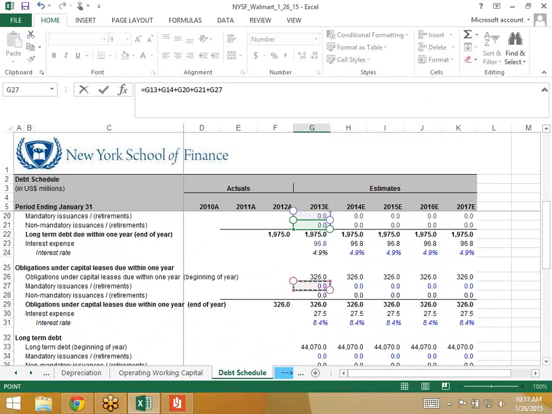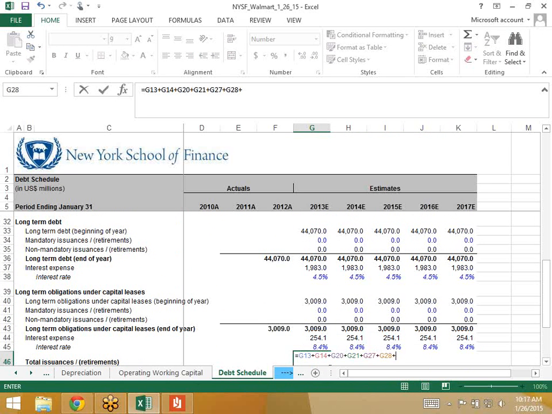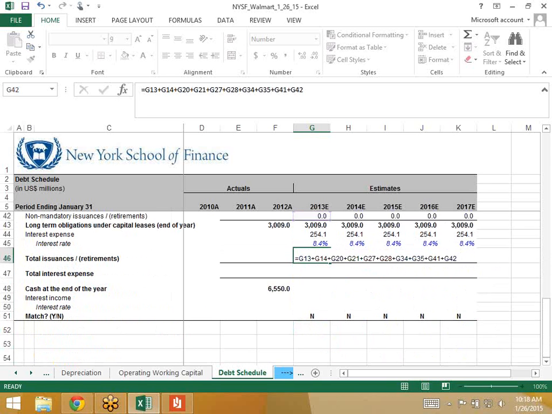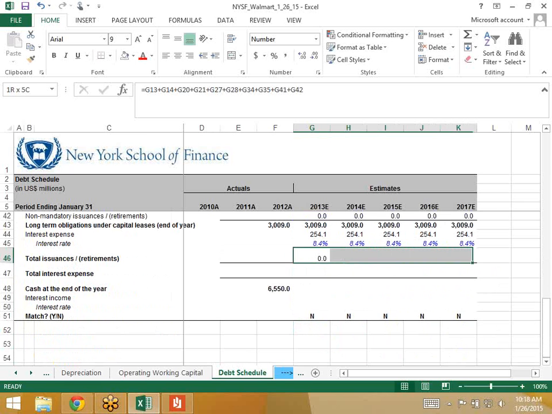etc. Current portion of capital leases, long-term under capital leases. That's it. It's going to be 0 for now because we haven't dealt with raising the debt yet.